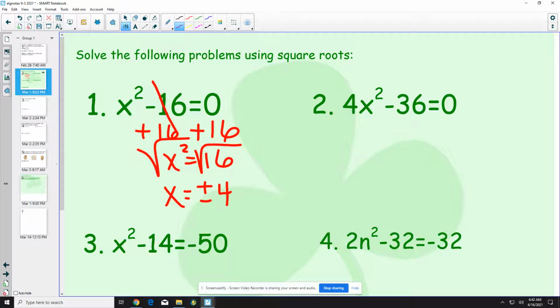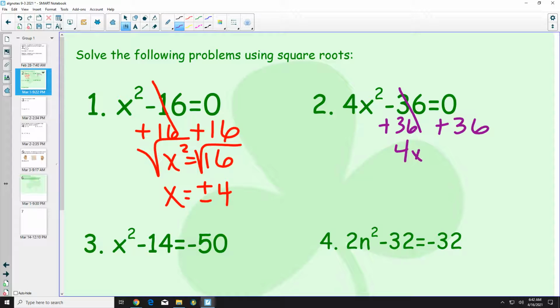All right, write number 2 on your paper. 4x squared minus 36 equals 0. Your first job is to get x squared by itself on one side. So we're going to add 36 to both sides, and then we'll have 4x squared equals 36.